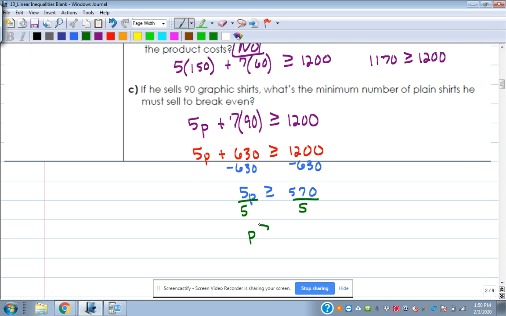How much? 114. Good job. So we need to sell 114 or more, right? So 114 plain shirts. That's the minimum number. If we sell 120, what have we done? Made a profit. That's what we're getting out of that. So with that word problem out of the way.